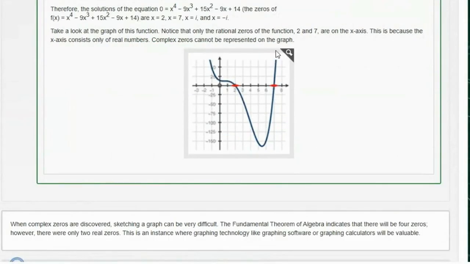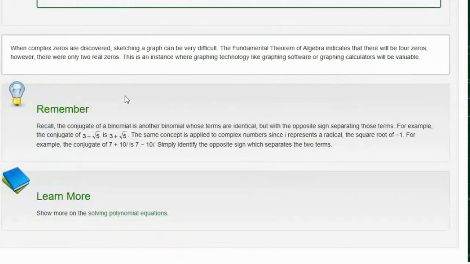Complex zeros are not represented on the graph. They're imaginary. When complex zeros are discovered, sketching a graph can be very difficult. The fundamental theorem of algebra indicates there are 4 zeros, but there are only 2 real zeros. So this is an instance where graphing technology will be valuable; graphing calculators help a lot there. Recall the conjugate of a binomial is another binomial whose terms are identical but have the opposite sign, like 3 minus the square root of 5 and 3 plus the square root of 5. So the conjugate of 7 plus 10i is 7 minus 10i.